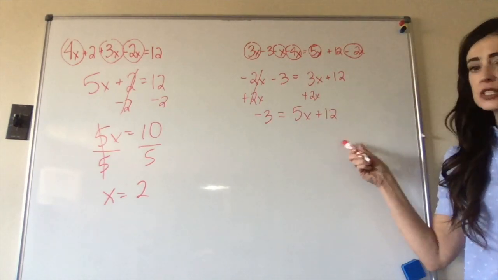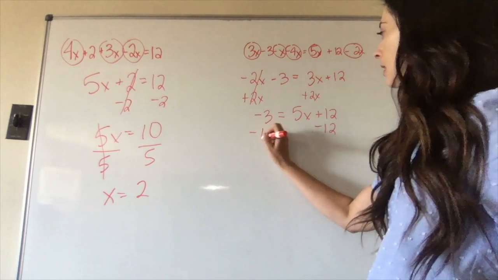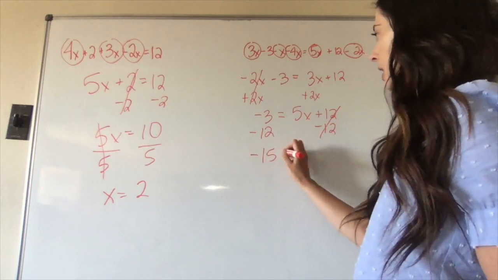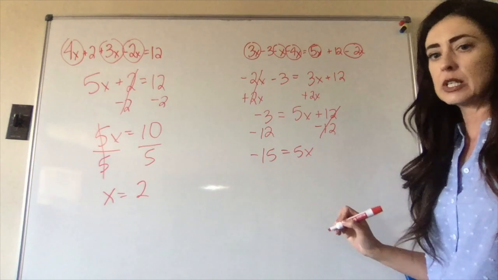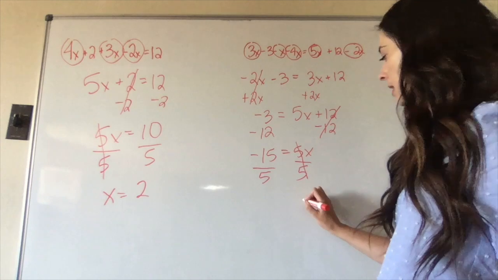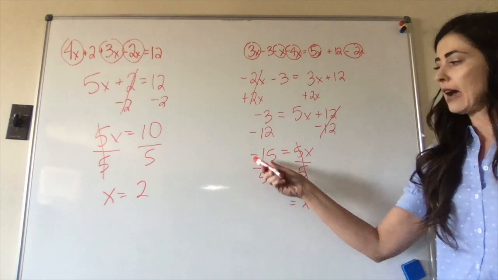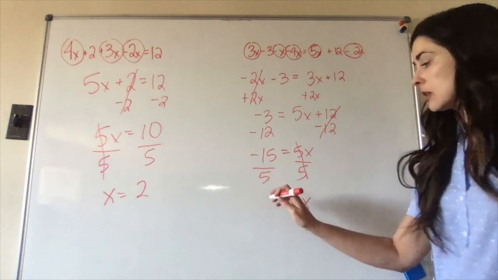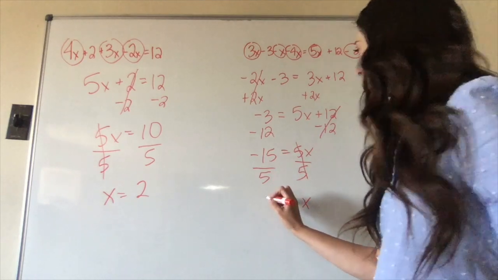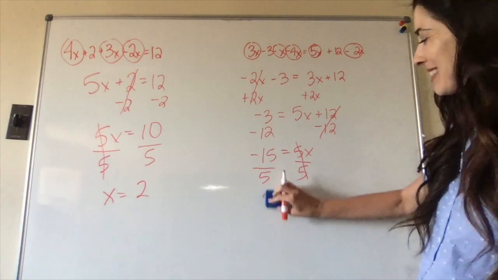Now I need to get rid of this plus 12 because I want this 5x by itself. So I'm going to subtract 12 on each side. 12's cancel out. I'm left with negative 15 equals 5x. Now I'm going to divide by 5 on each side. My 5's cancel out. I have x is equal to negative 15 divided by 5. I have a negative divided by a positive. So negative 15 divided by 5 is 3, and the answer is negative 3.